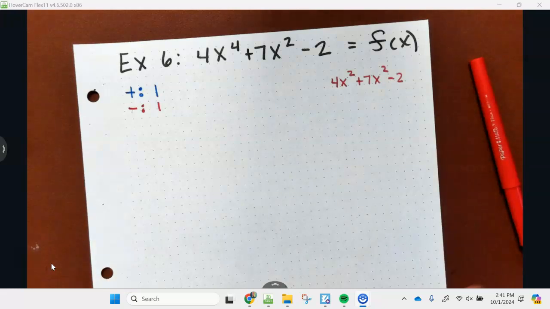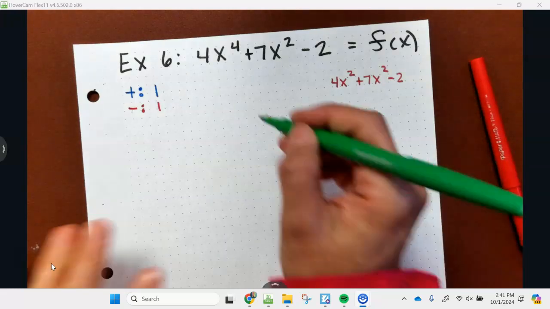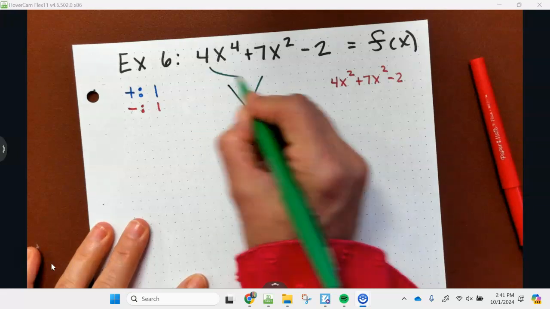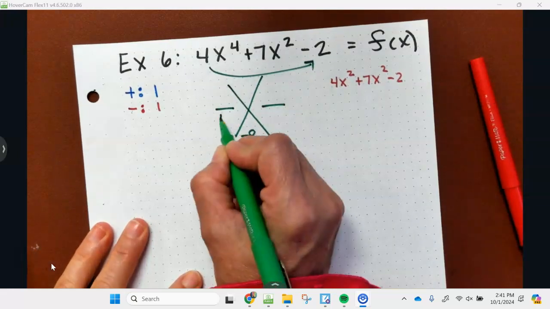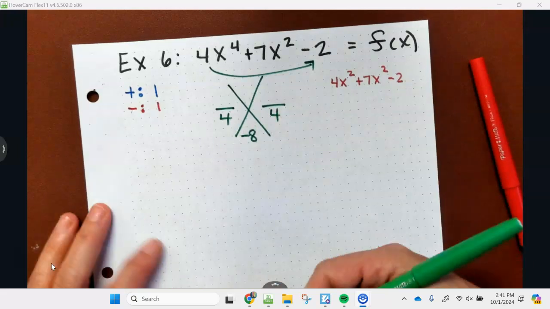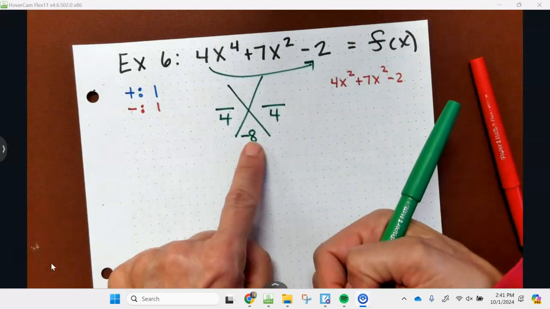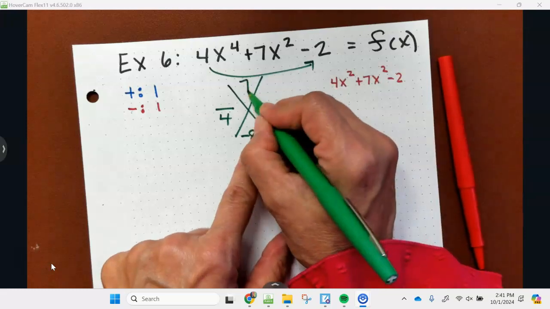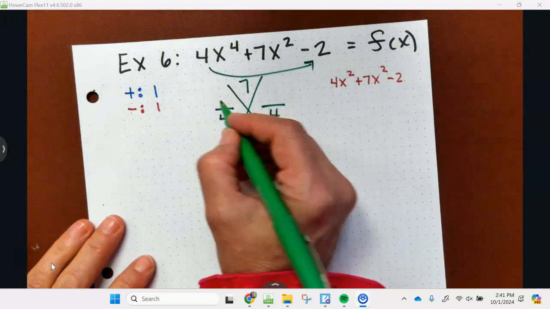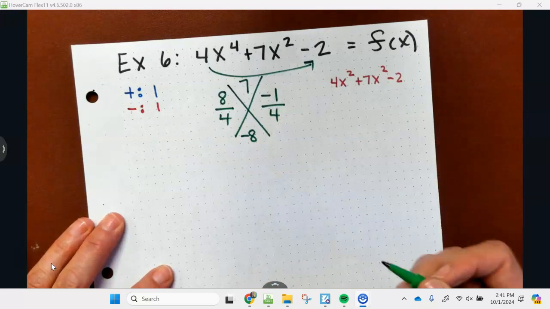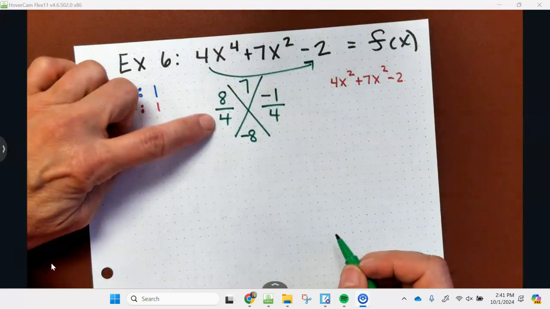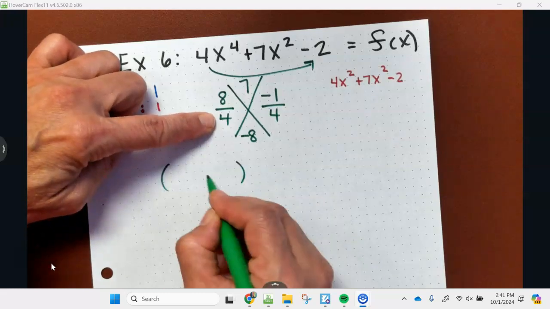Let's do slide and divide. Sliding. That's -8. Don't forget you got to divide by what you slid. Okay, I just set that up. All right, I need numbers that multiply to a -8 that add up to a 7. I know what that is. That is a +8 and a -1. 8 divided by 4 is 2.